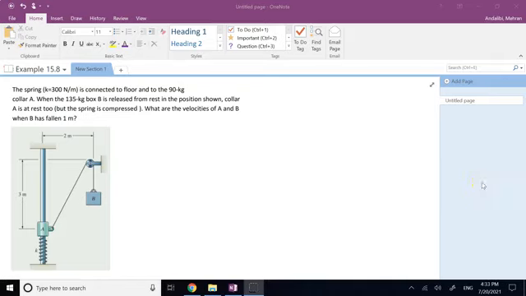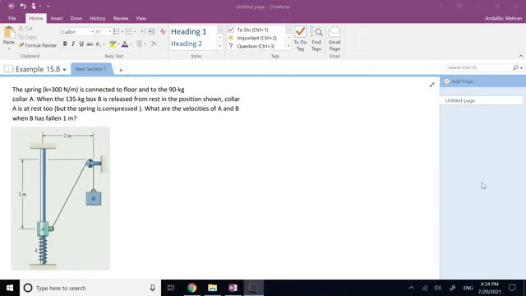Hello everyone. In this video, we are going to solve a problem from dynamics for particles, and it is going to be solved using the principle of work energy. So in this problem, we have two objects, A and B, where object B is 135 kilogram and object A is 90 kilogram.